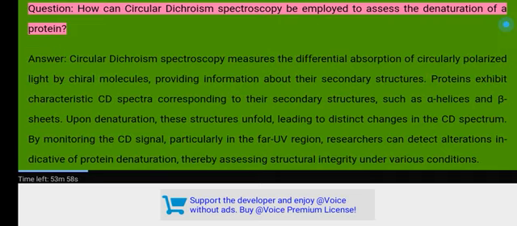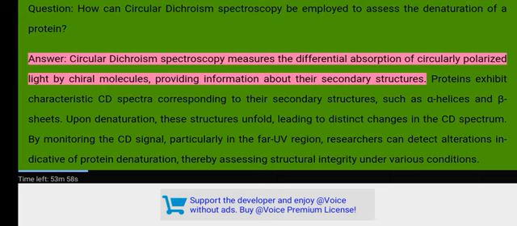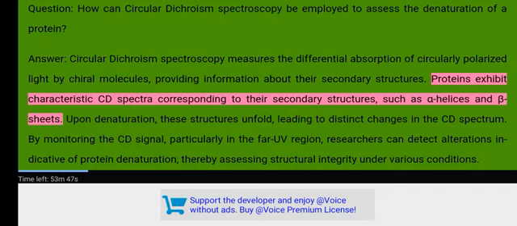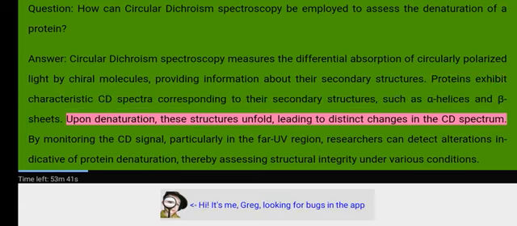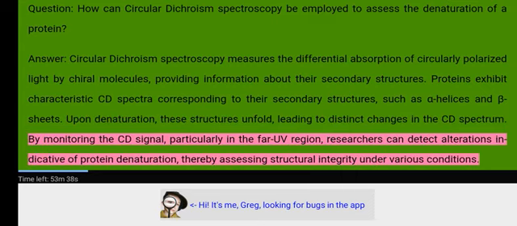Sample question and solution. Question: How can circular dichroism spectroscopy be employed to assess the denaturation of a protein? Answer: Circular dichroism spectroscopy measures the differential absorption of circularly polarized light by chiral molecules, providing information about their secondary structures. Proteins exhibit characteristic CD spectra corresponding to their secondary structures, such as alpha helices and beta sheets. Upon denaturation, these structures unfold, leading to distinct changes in the CD spectrum. By monitoring the CD signal, particularly in the far UV region, researchers can detect alterations indicative of protein denaturation, thereby assessing structural integrity under various conditions.